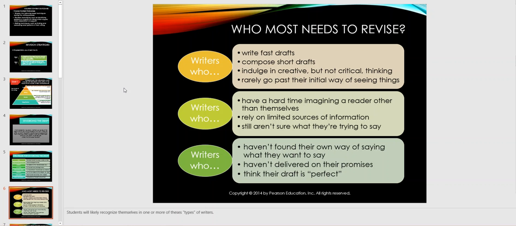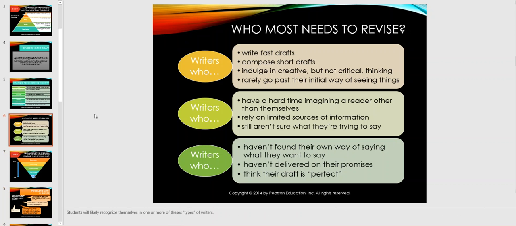So, who haven't found their own way of saying what they want to say and haven't delivered on their promises. And always the person who thinks their draft is perfect needs to take another look and re-see their draft. What may be perfect to you as a writer may not resonate with the audience. And remember, writers write to be read.